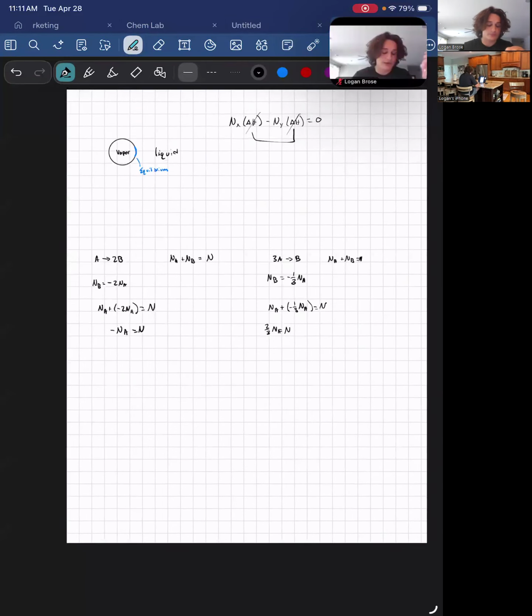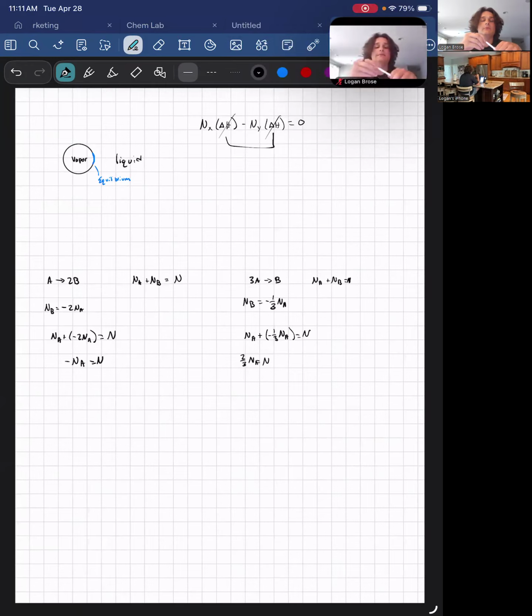And we can do that for any non-equimolar system, whether it be 4/3 A to 2/3 B. It doesn't matter. We are able to use algebra to find how our NA compares to our overall molar flux.